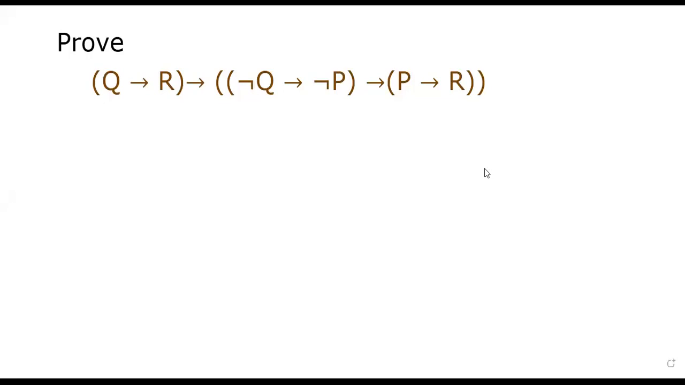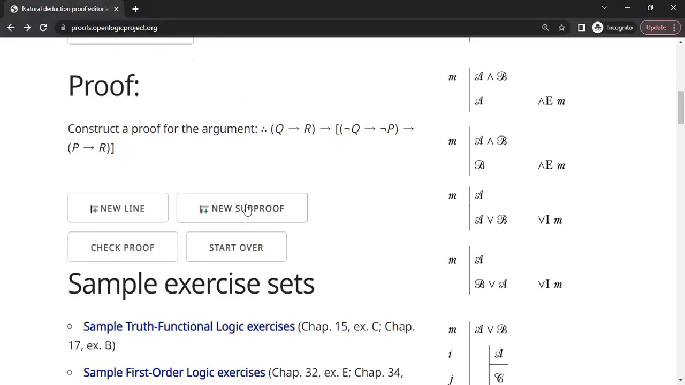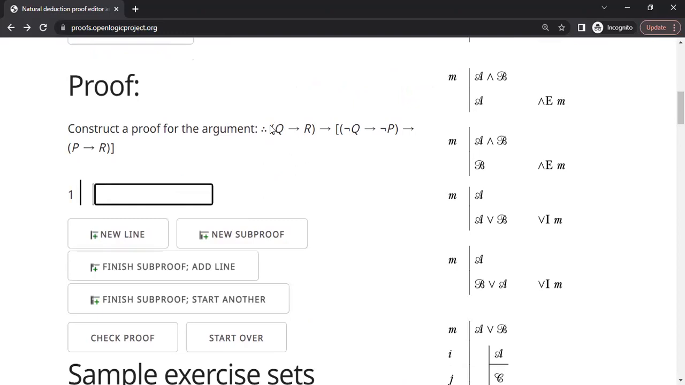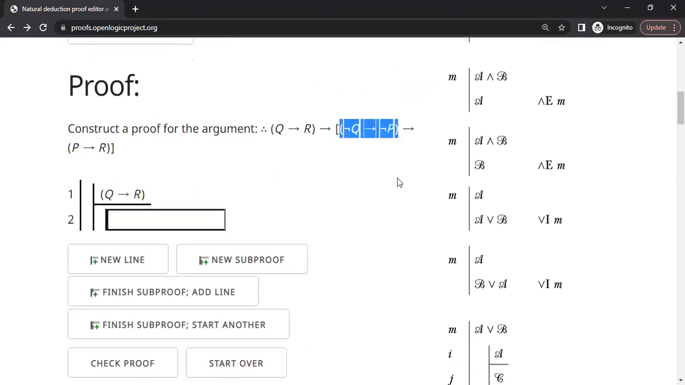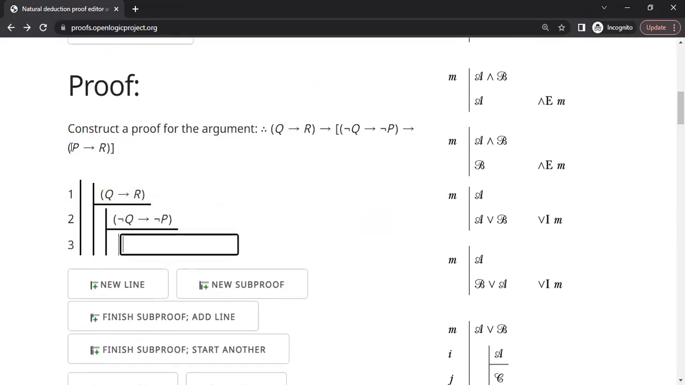How do we go about proving it? We will use the proof checker. As we apply our natural deduction rules, we can check whether we are going in the right direction or not. We create first Q implies R as the assumption, right? That's the highest level. And then we create another for the next layer of implication. We need one more layer of proof, P, because P implies R is the final one. So we have three layers of subproofs.